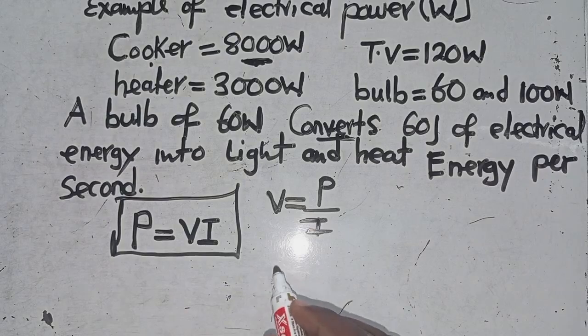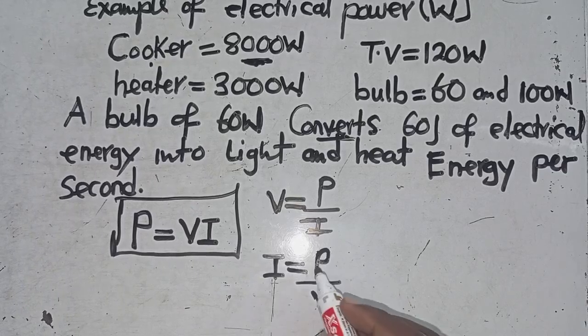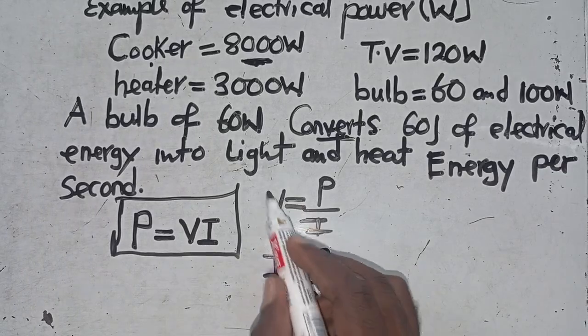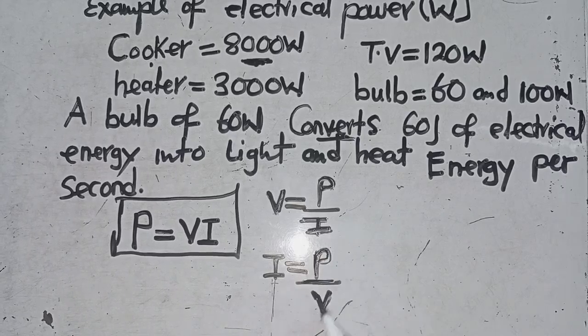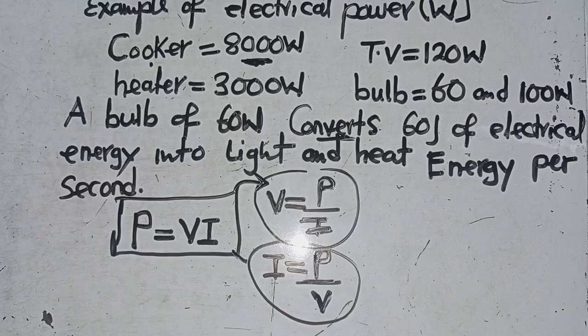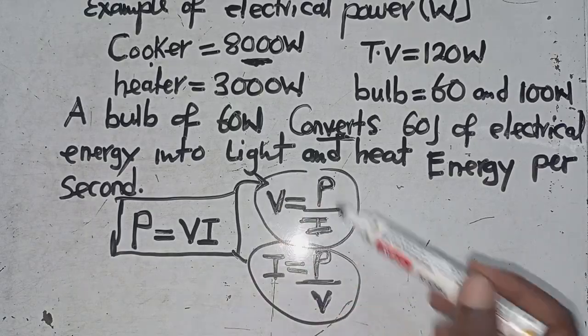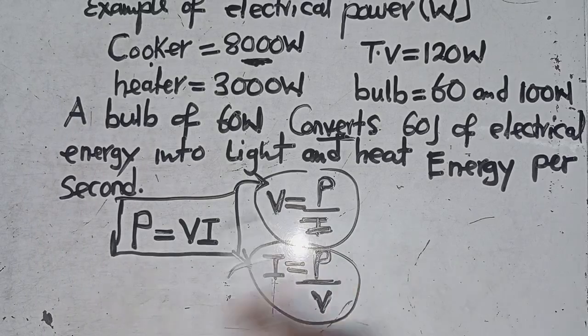What if you are told to find current? Current is equal to power over voltage. Voltage is equal to power over current. Current is equal to power over what? Voltage. These are formulas you need to understand. You are going to remember these formulas, but once you just know power equals voltage times current, it is this same one that is giving these two formulas. We are just making I the subject of the formula, V the subject of the formula.